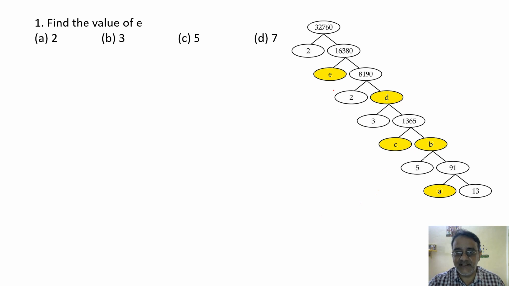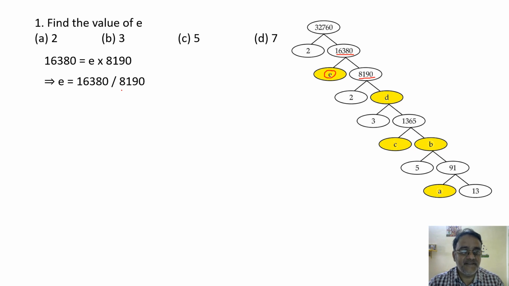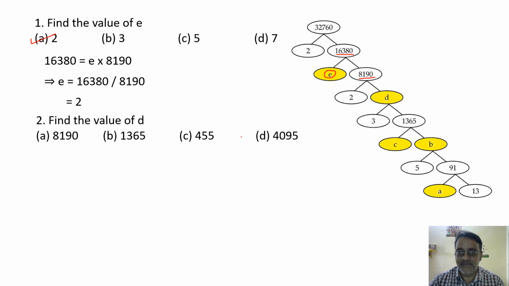देखो E कहाँ पर है, यहाँ पर. So how will you get E? Dividing. Yes, 16,380 divided by. So divide करोगे तो कितना मिलेगा? 2, right? If you divide these two numbers, we are getting 2. The correct option is A. Right. Now the next question, find the value of D.